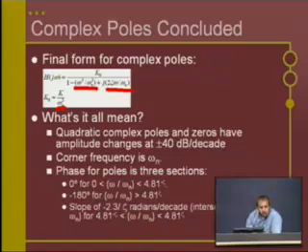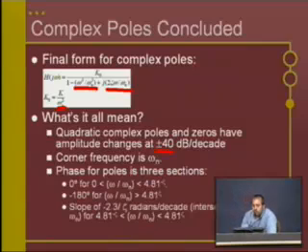What does that all mean? How does it actually affect us? Well, what it boils down to is that complex poles and zeros cause magnitude changes at positive or negative 40 dB per decade. Let's try this one last time. The magnitude characteristic changes for a quadratic term at positive or negative 40 dB per decade, just as a rule. That's what they do.